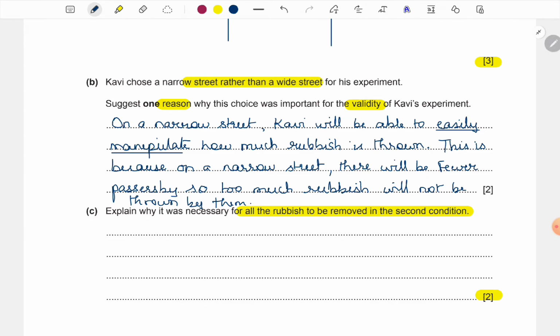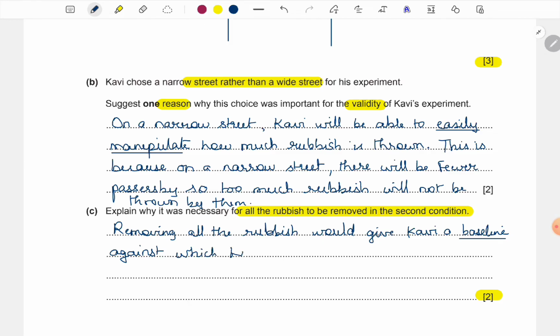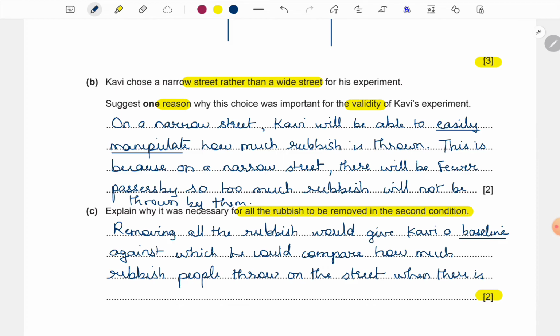How we have to put it is, removing all the rubbish would give Kavi a baseline against which he could compare how much rubbish people throw on the street when there is no rubbish versus when there is already rubbish.